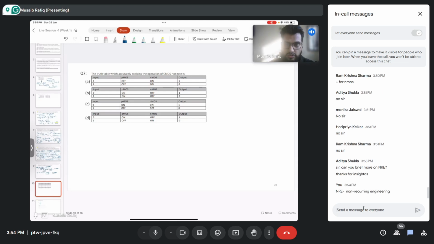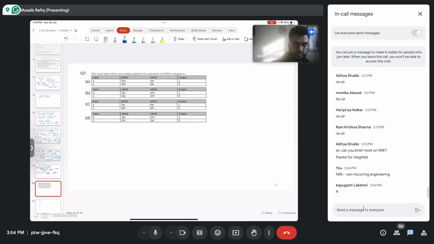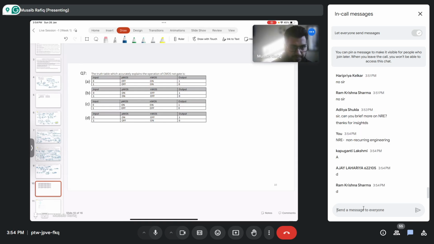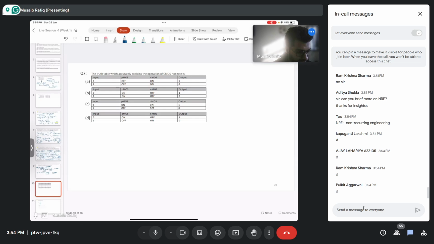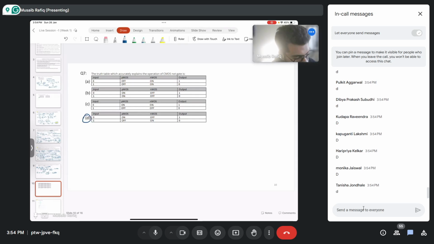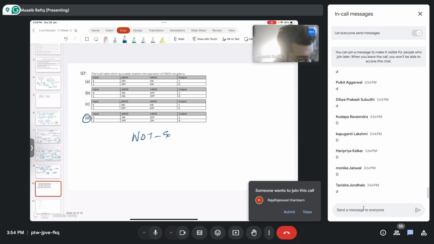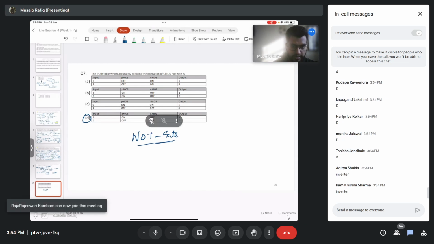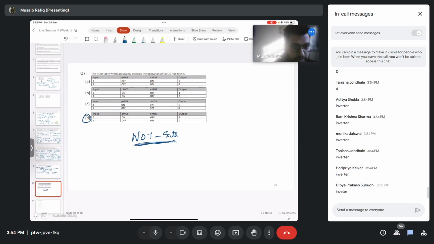Anyone? What is the correct answer to this question? Only in the chat box. Answers only in the chat box. Yeah. So it's option D. So what is a NOT gate? What is another name for a NOT gate? Yes, inverter. Very, very important from a digital point of view.